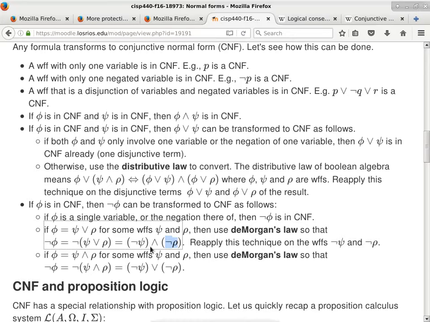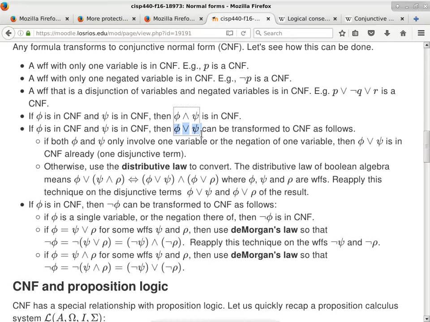Okay, the next one is what if phi, the thing that we are trying to negate, is a conjunction? Well, then you apply De Morgan's law, so the negation of psi and rho becomes the negation of psi or the negation of rho. So what do we do here? Well, since the last operation is an or, and we have a way to deal with or, don't we?